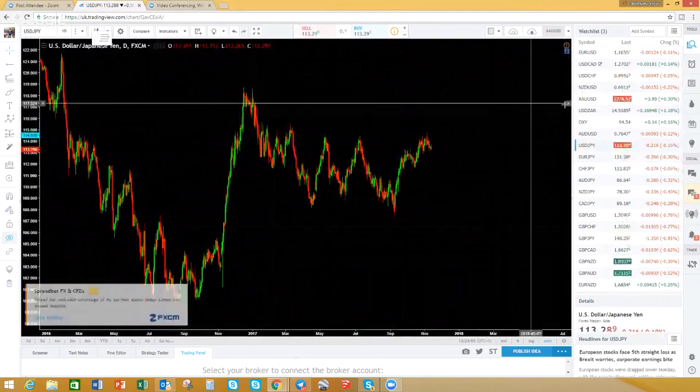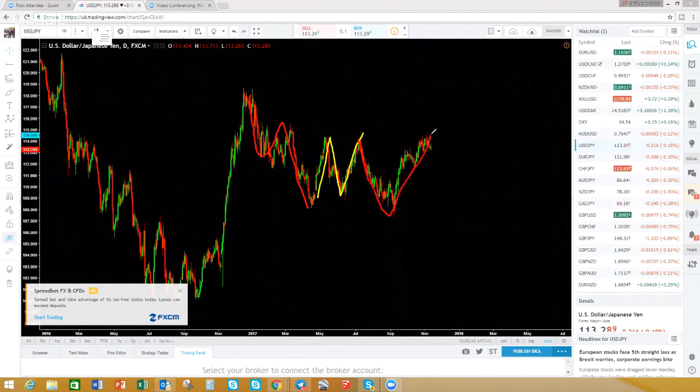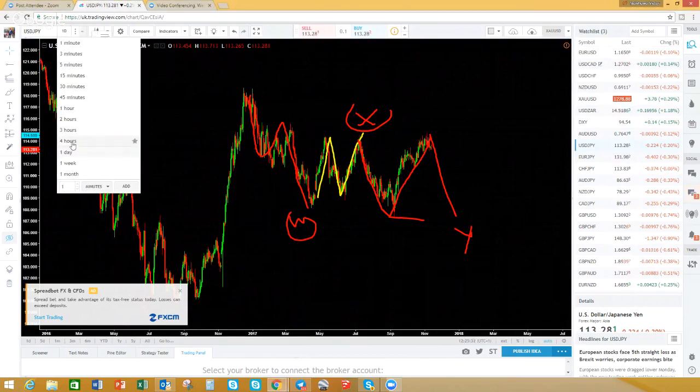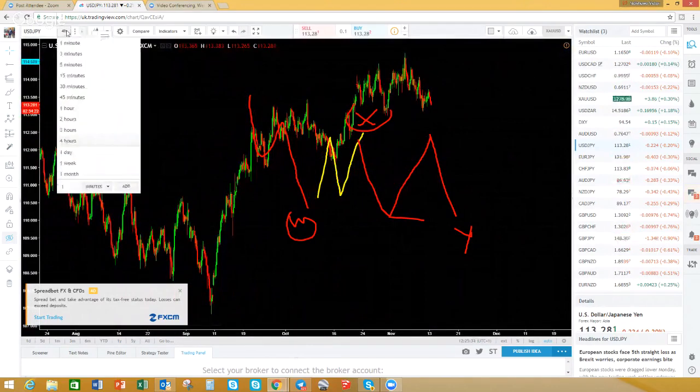US dollar JPY, impulse 1, 2, 3, correction in the middle, 1, 2, 3. Now we're anticipating that we're going to get a 1, 2, 3, and that will be a W, X, Y. Three corrections in combination. All right, so this here, if we go to the 4-hour, happy with US dollar JPY, Percival?